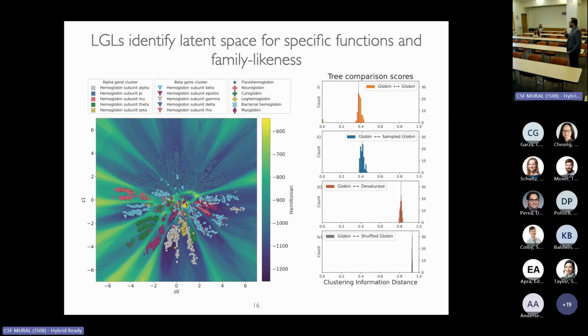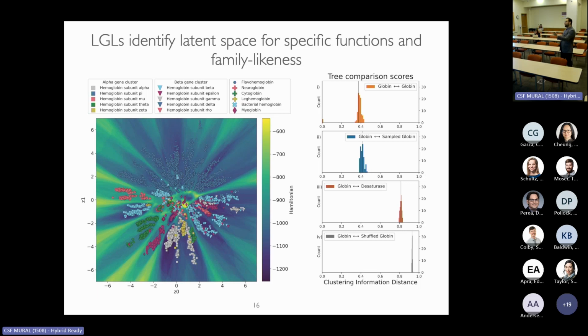Now, we also ask the question, what happens if, instead of looking at the natural sequences, what if we sample from those non-natural sequences that were created in the model, and then see if they will maintain a phylogenetic relationship similar to the input data? So in this case here, in the top plot, we compare trees. So this is a cluster information distance. It's a way to compare phylogenetic trees.